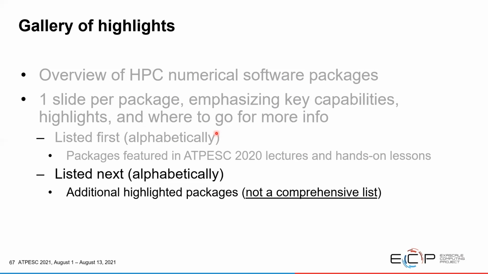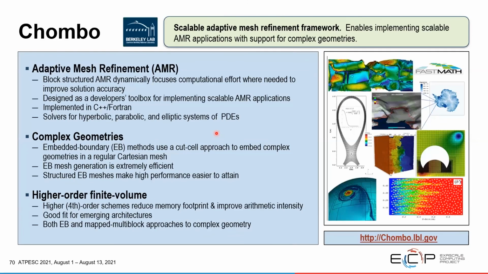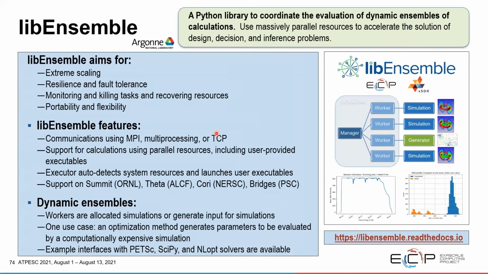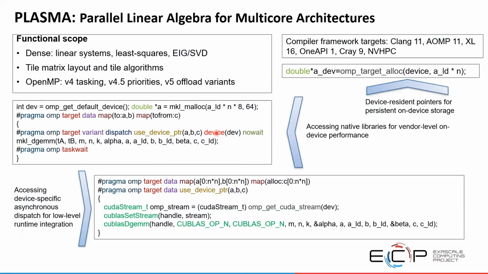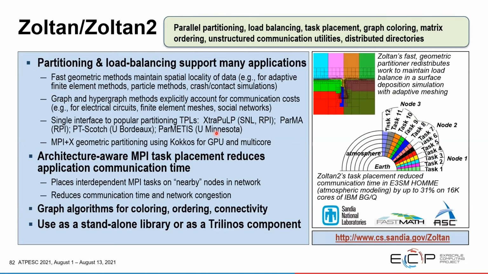And then we do have a whole list of other additional highlighted packages here, which I'm not going to say much about. I'll just mention them. There's ArborX, Data Transfer Kit, ButterflyPACK, Dumbo, deal.II, Ginkgo, HeFFTe, FFT package, libEnsemble, MAGMA, Mathematica, FleCSI, PLASMA, SLATE, SLEPc, Tasmanian, and Zoltan. So any of these, if you're interested in learning more about them, just go in there and take a look at them.